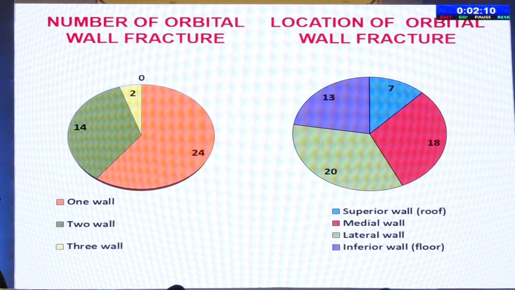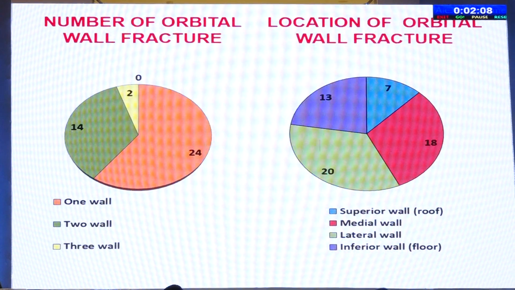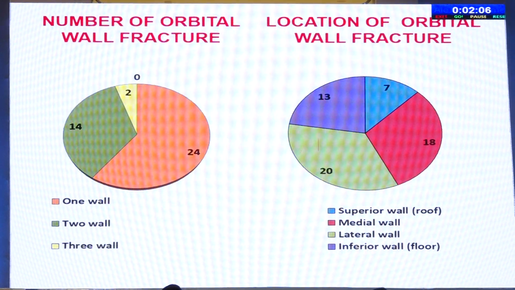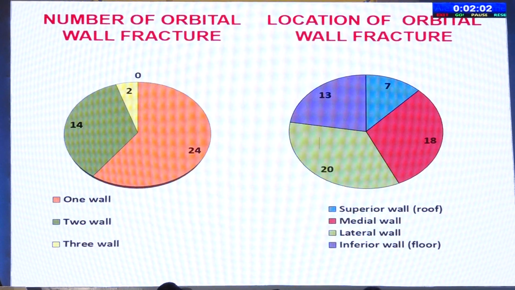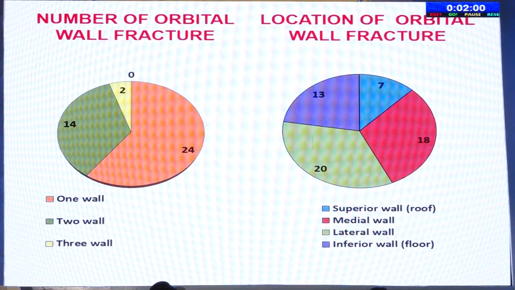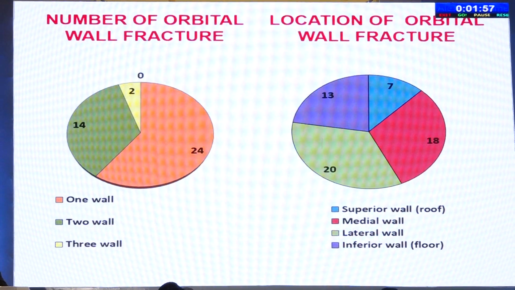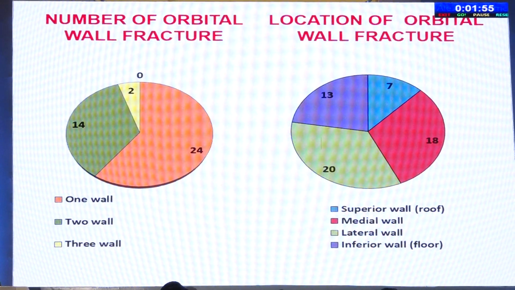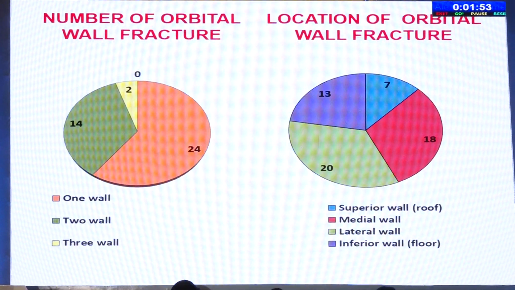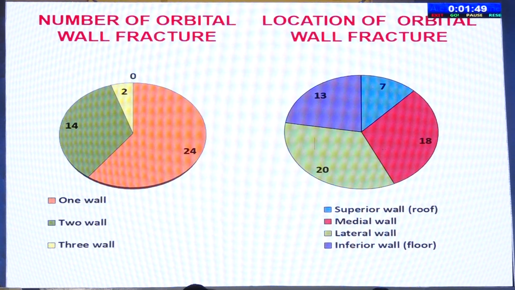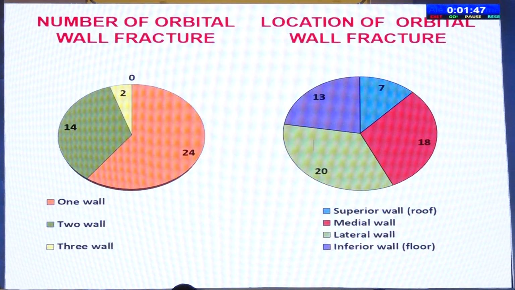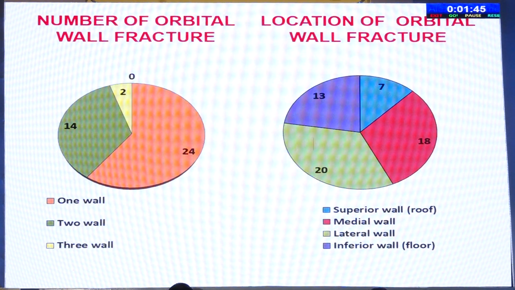Coming to the CT imaging reports, out of 100 patients, 40 patients had orbital fracture. Of these, 24 patients had one wall fracture, 14 patients had two wall fractures, and the remaining 2 patients had three wall fractures. The most common orbital wall injured was the lateral wall, followed by the medial wall, inferior wall, and superior wall.